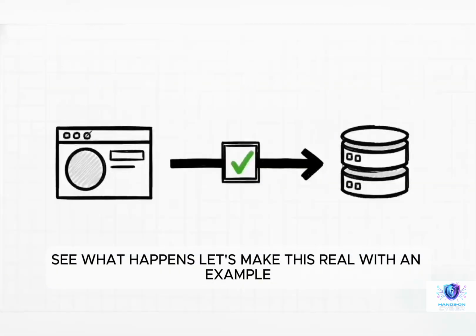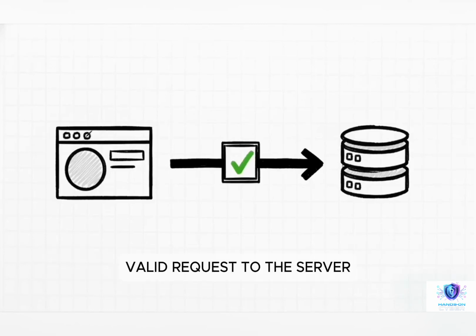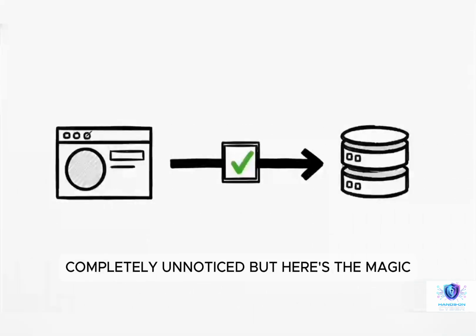Let's make this real with an example. So imagine a simple web app sending a perfectly normal, valid request to the server. Right now, everything looks fine. It's a standard piece of traffic that would usually just fly by completely unnoticed.